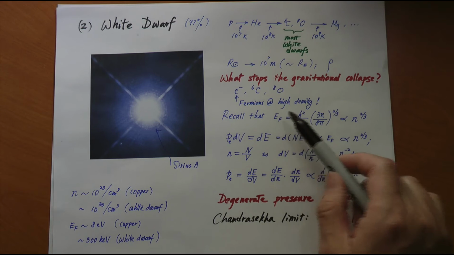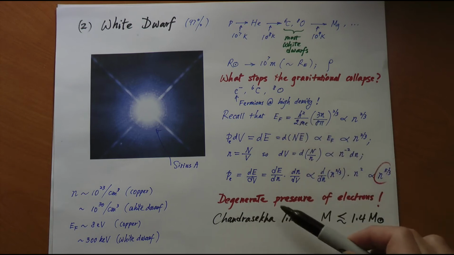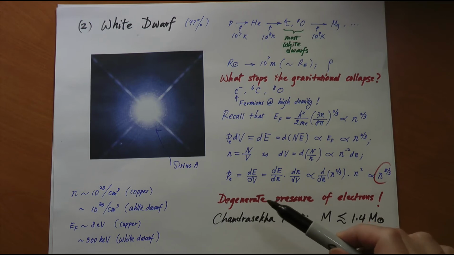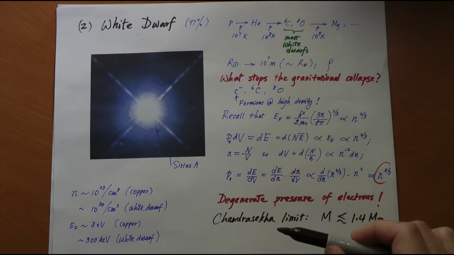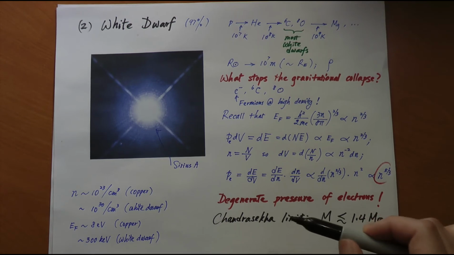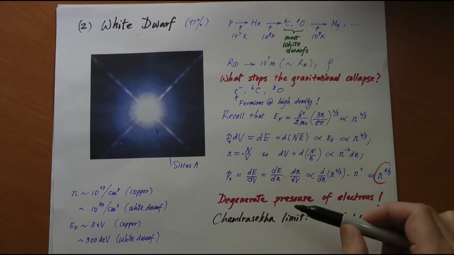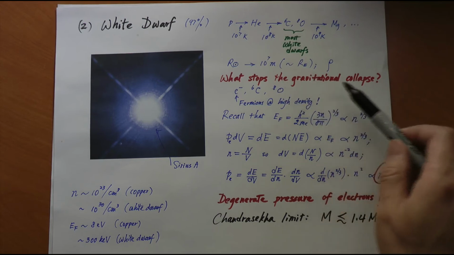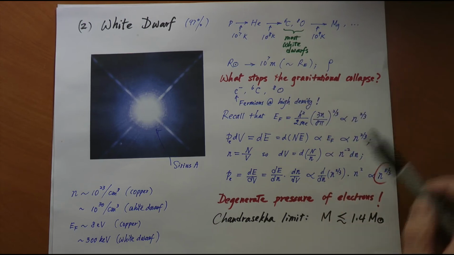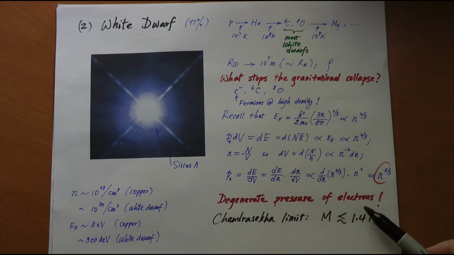This is called the degenerate pressure. Degenerate means the electrons are so close together that their de Broglie wavelengths overlap. You cannot treat them as classical particles anymore. They must satisfy the Pauli principle. Okay, you have to consider the Pauli principle. So that is the answer to the question: what stops the gravitational collapse in a white dwarf? It is the degenerate pressure of electrons. It's a totally quantum effect. Totally quantum effect. So that's the nice thing about astrophysics.